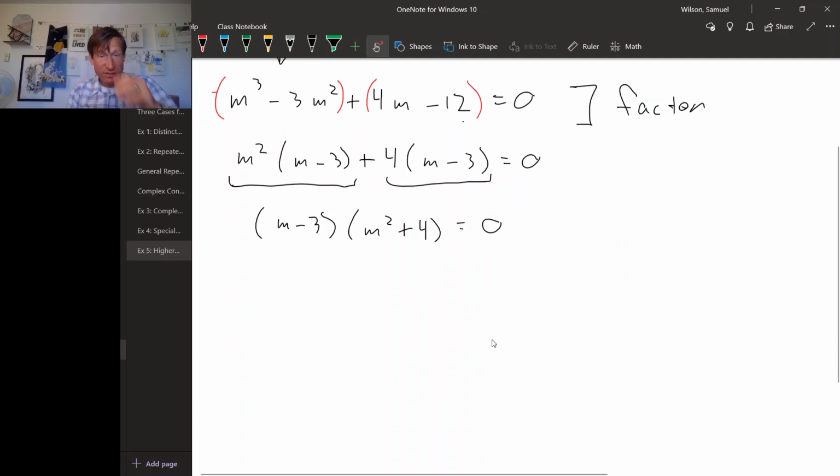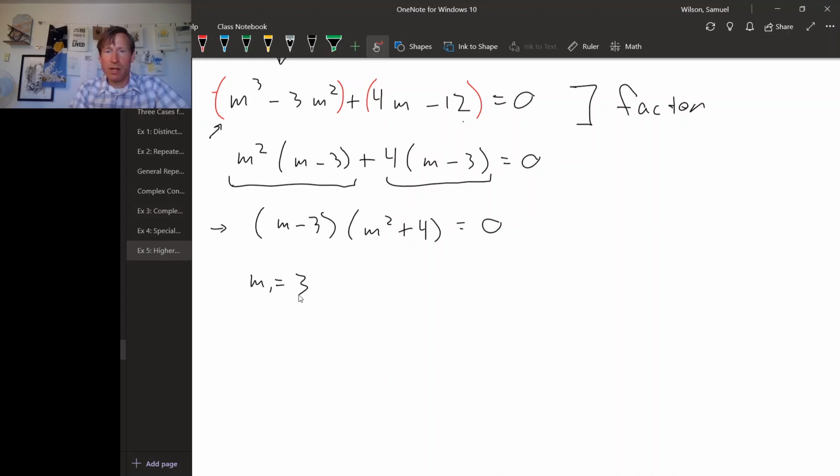Okay, so since we had a degree 3 polynomial equation here, we get 3 possibilities for m. This first one, m1, could be 3. Now the other two, we could call them m sub 2 and m sub 3. If you set m squared plus 4 equal to 0, move the 4 over, and then take square roots, you get that the second two possibilities are actually an imaginary pair, plus or minus 2i.